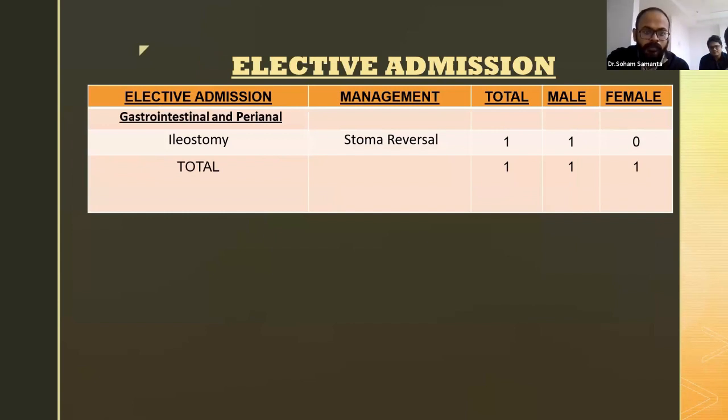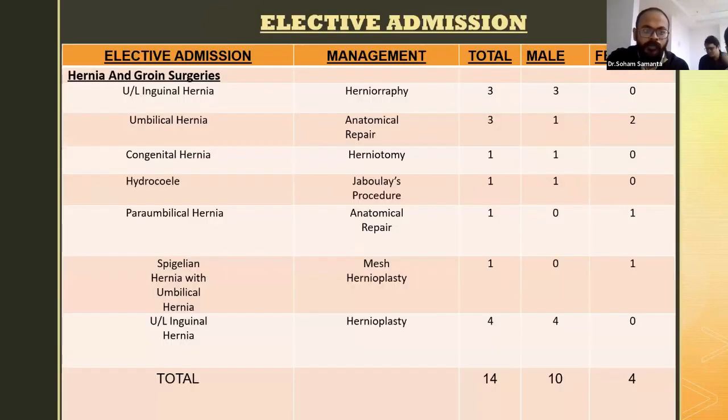In gastrointestinal and perineal surgeries, one case of ileostomy with stoma reversal was done. In hernia and groin surgeries, unilateral inguinal hernia, herniorrhaphy was done in 3 cases. In umbilical hernia, 3 cases of anatomical repair were done. In 1 case of congenital hernia, herniotomy was done. In 1 case of hydrocele, Jaboulay's procedure of eversion of sac was done.